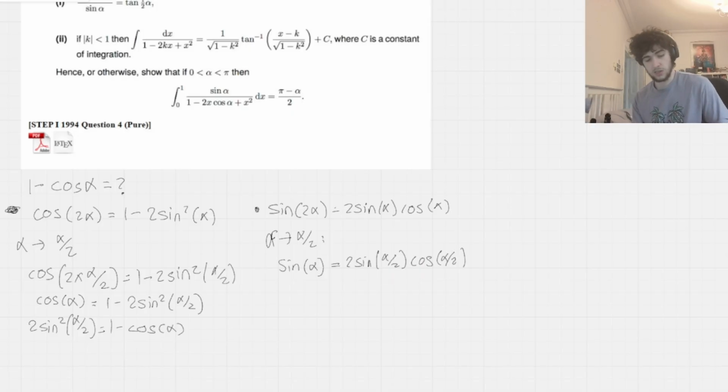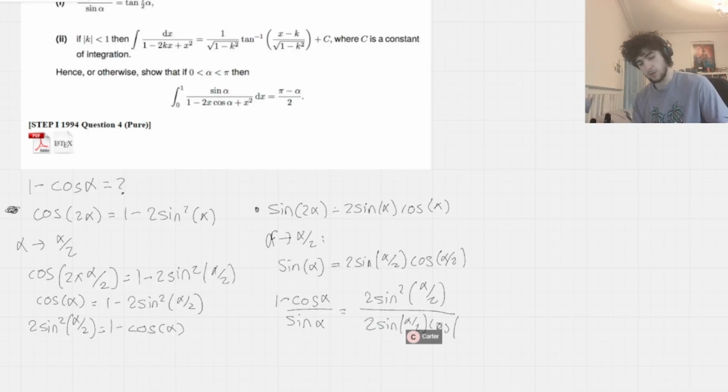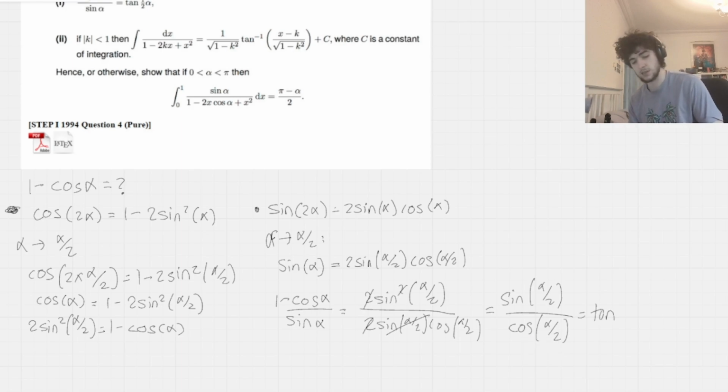Okay, so now what we can do is consider (1 minus cosine alpha) over sine alpha, which is simply 2 sine squared alpha over 2, divided by 2 sine alpha over 2 cosine alpha over 2. So obviously the 2s cancel out, one of the sines cancels out, and the cosine stays the same. This just gives you sine of alpha over 2 divided by cosine of alpha over 2, which is clearly just going to be tan of alpha over 2. Sine x over cos x is tan x, as required.